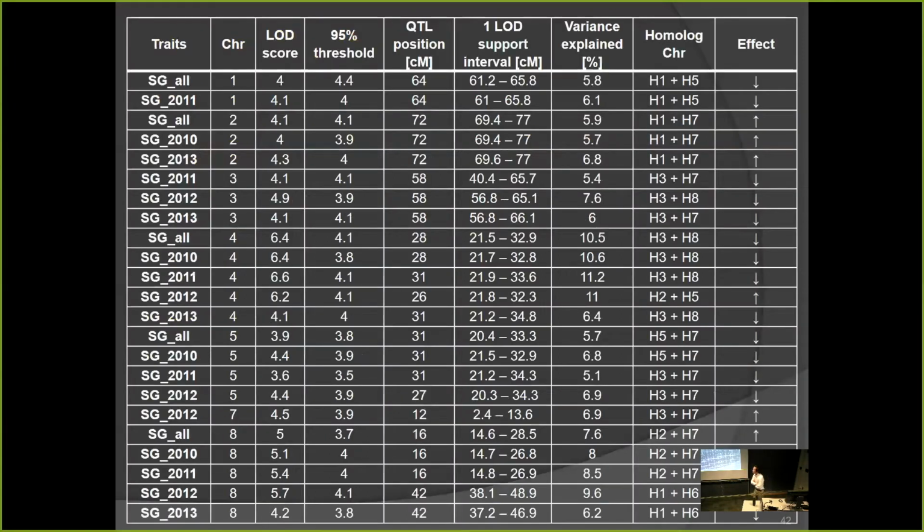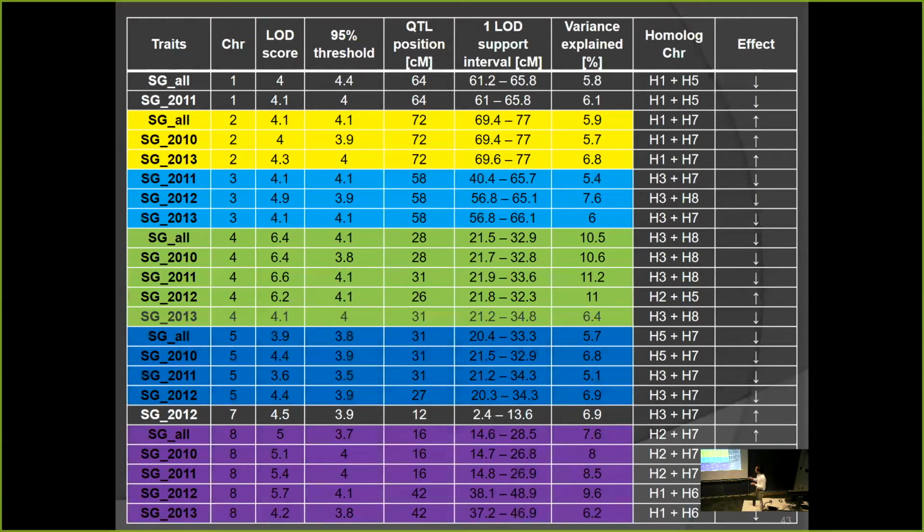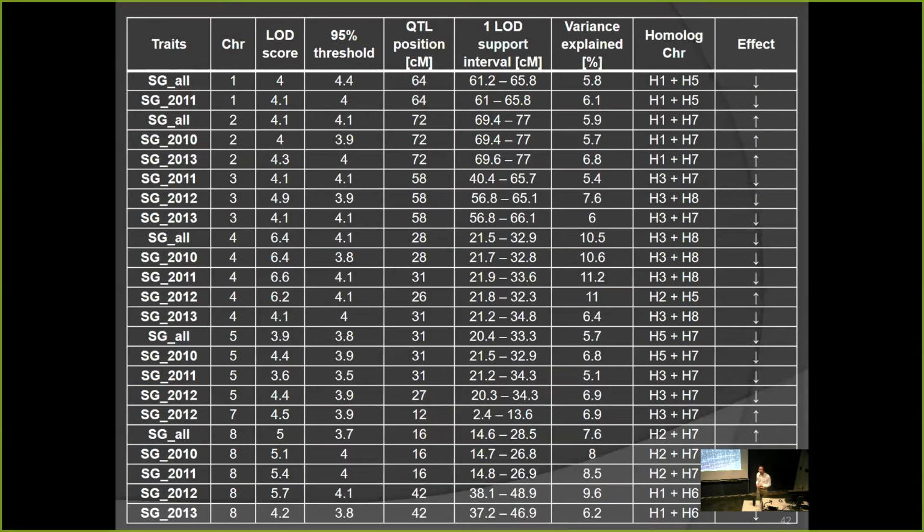This table showed the QTL peak of the specific gravity. SG represents specific gravity, and the rest of them are the same. In this case, an arrowhead toward the downside represents lowering specific gravity, and an arrowhead toward the upside represents the QTL increasing the specific gravity.